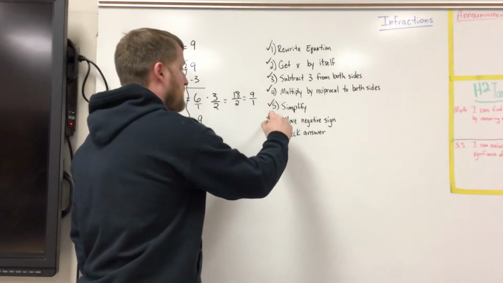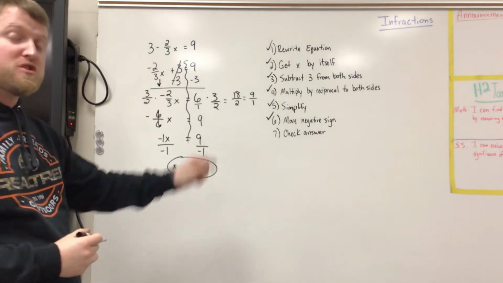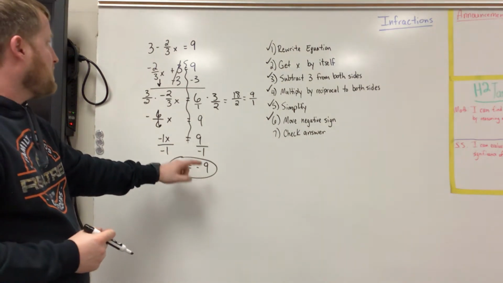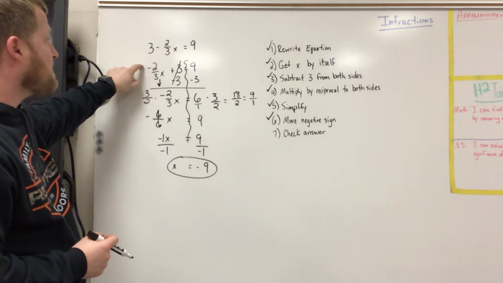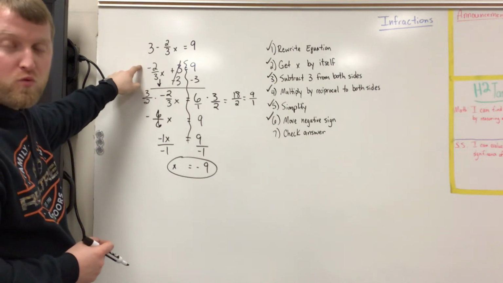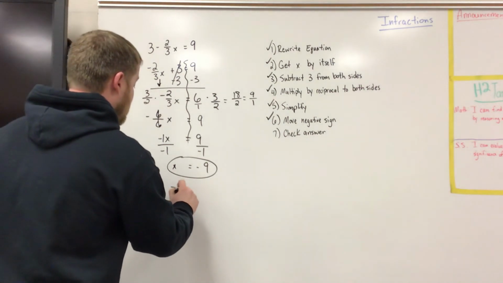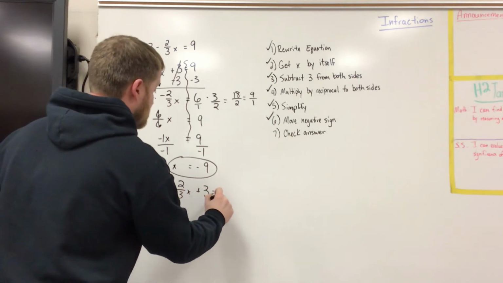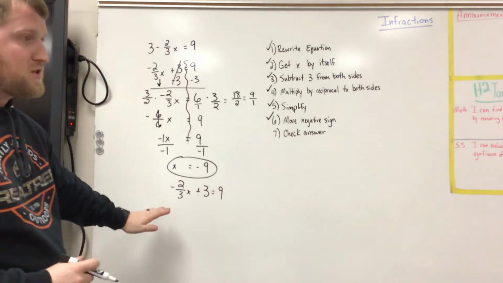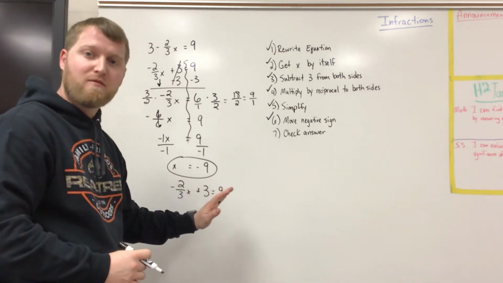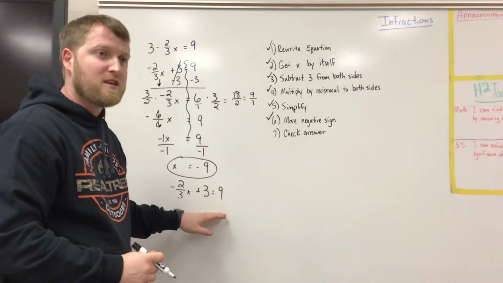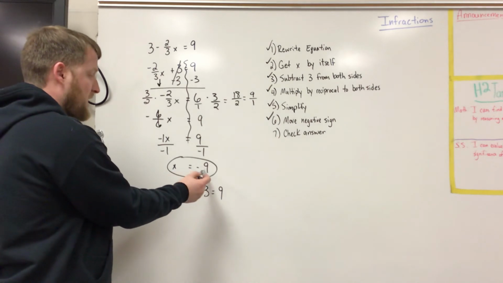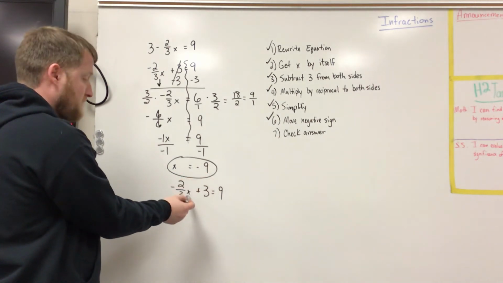Now, we moved the negative sign. Now we've got to check our answer. In order to do that, I'm going to take the negative 9 and put it into this second equation, the one that we rewrote. So it looks like negative 2/3 x plus 3 equals 9. The reason I've done that is because, to me, it looks better. You don't necessarily have to do it this way, but the way I teach my students is this way. So I'm going to take negative 9, which is x, and put it in place of x in this equation.